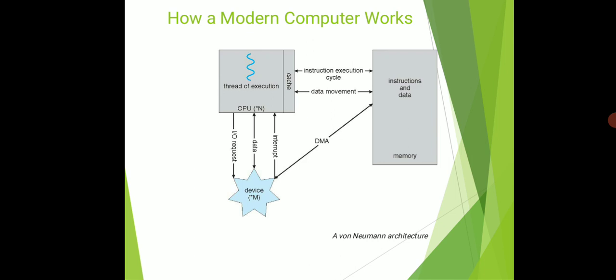How does a modern computer work? This is a modern computer working diagram. Here we have instructions and data memory. The instruction execution cycle is attached to the cache. Data movement is also bidirectional between the thread of execution, cache, and instructions and data. So instruction execution cycle and data movement are bidirectional between CPU and memory, right? So DMA, direct memory access, handles interrupts, data and input/output requests from the devices to the CPU. So this is the working of a modern computer.